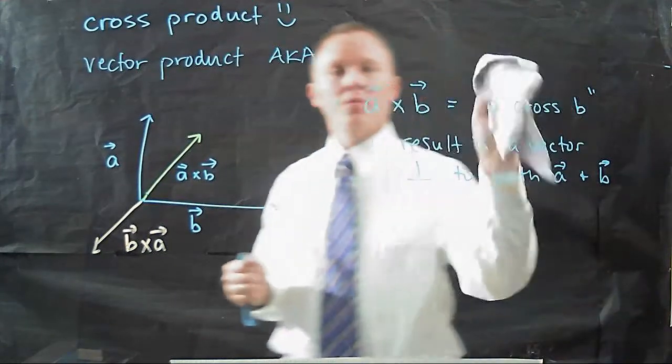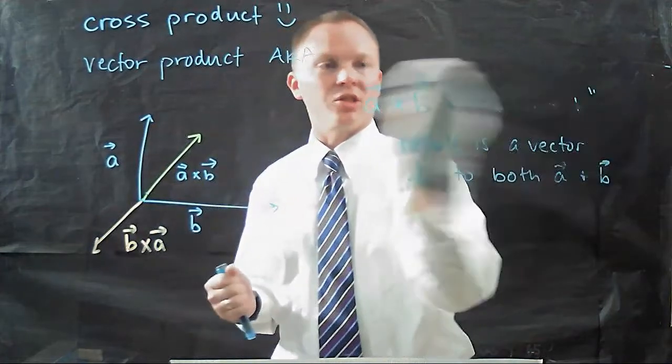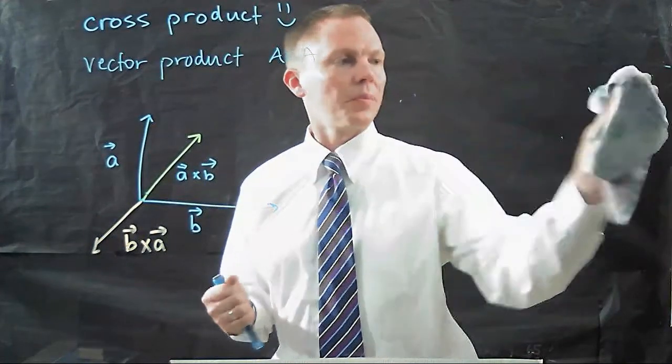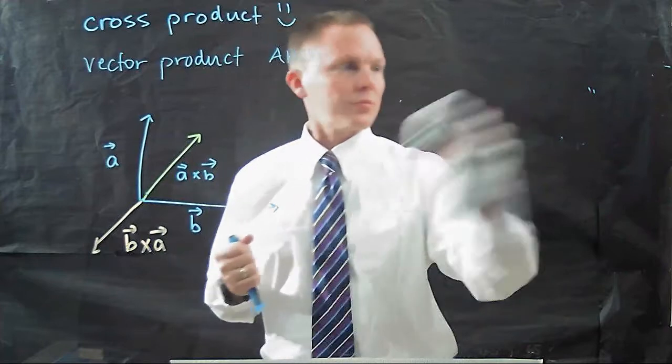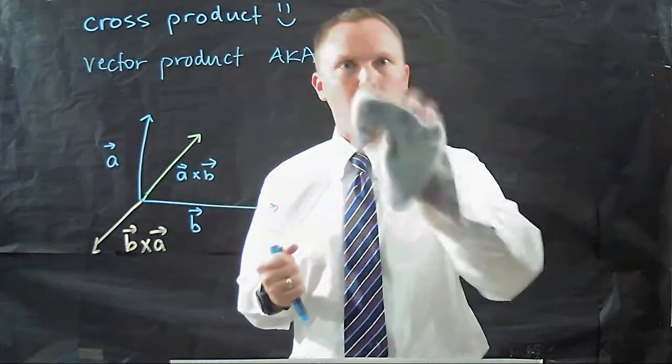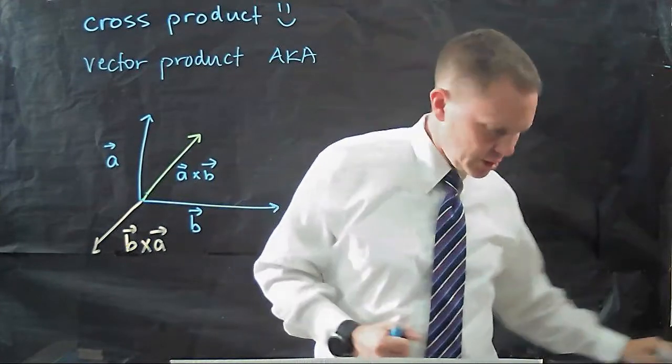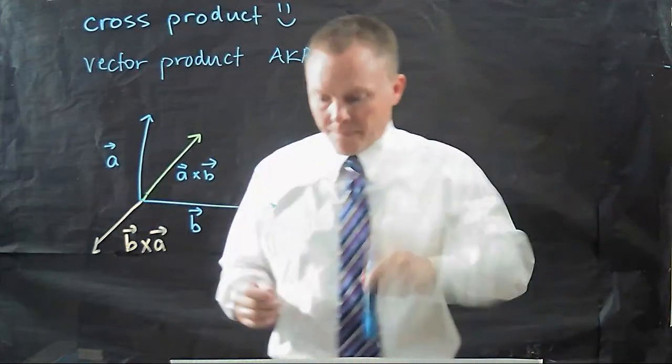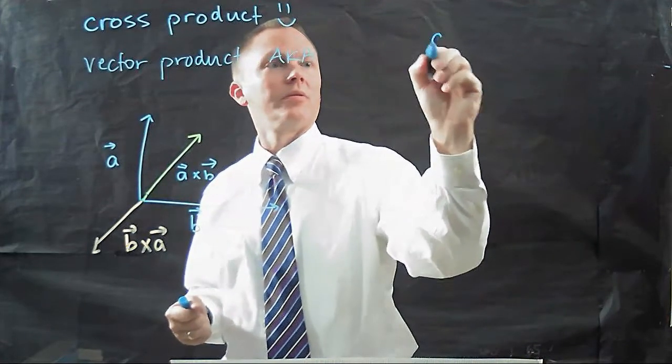Okay, so you ready? So how do we compute this is now the question. You multiply the x and y values to the opposite ones, I think.